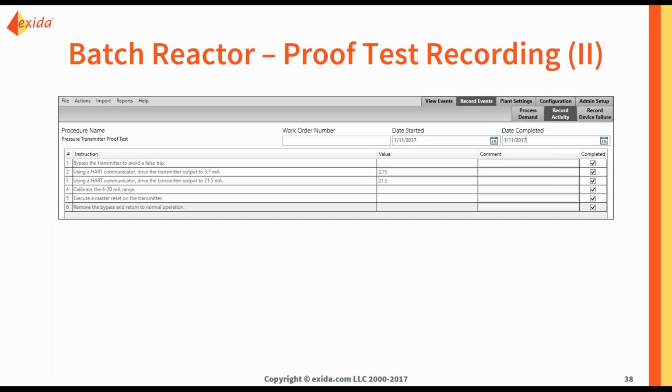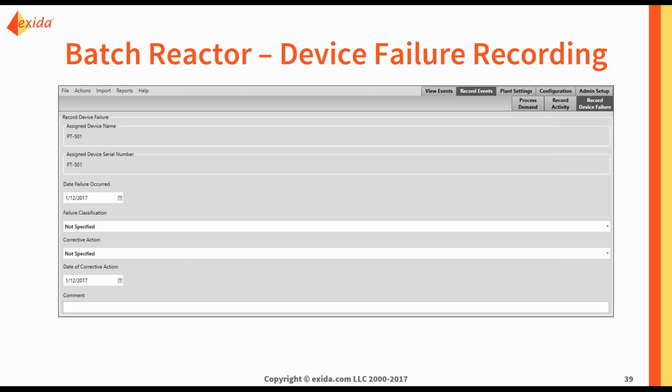You also want to record device failure. So in this case, I'm showing that PT501 failed. Here in SILStat, you can record when it failed, how it failed, what your corrective action is, and the date of your corrective action. You can then add a comment, save, and again, it goes into that same database where you keep track of everything that is going on in your system.